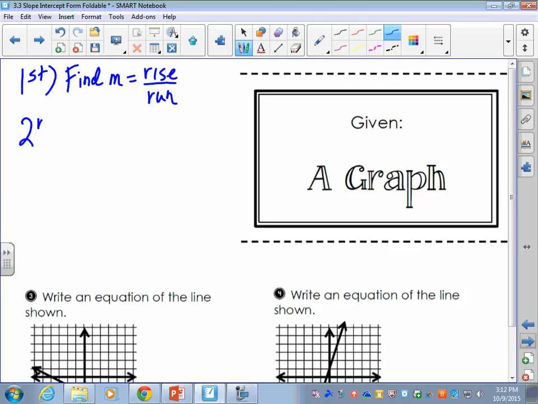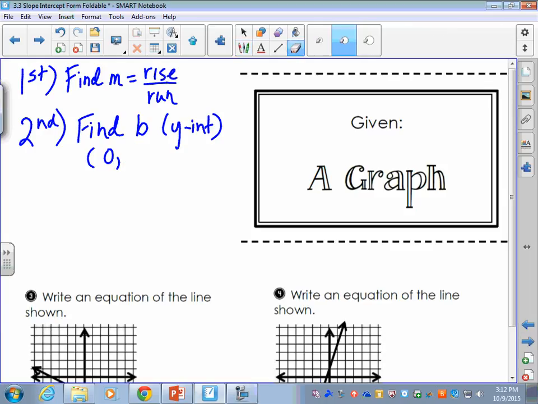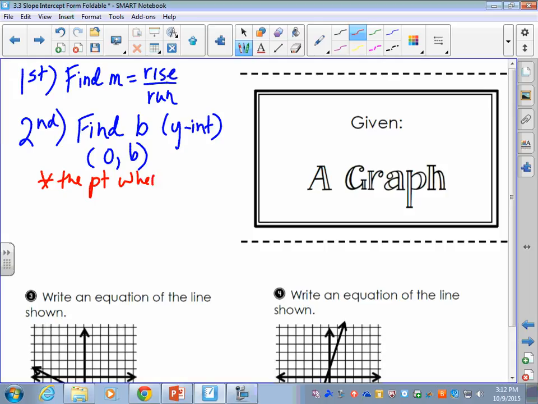Second, you need to find your b, basically, which is your y-intercept. That is your point (0, b). Oops, that doesn't look like a b. And I know my thing is not working. I'm going to make a little side note. This is the point where the line crosses the y-axis. That's a b. This is a b.